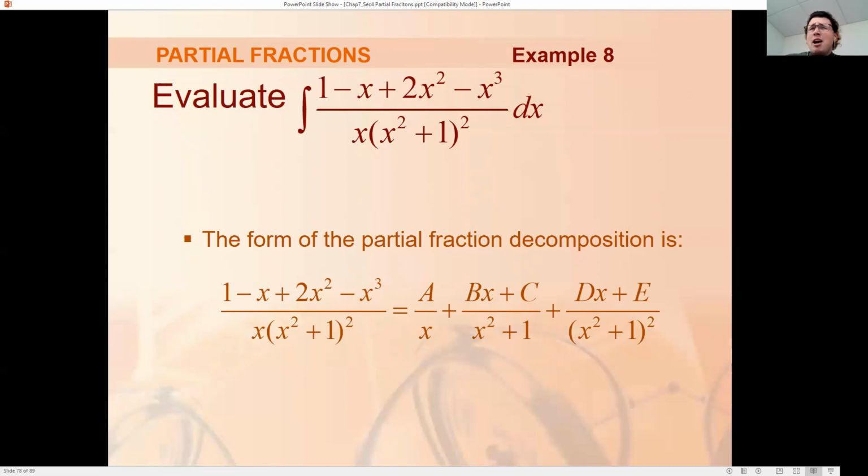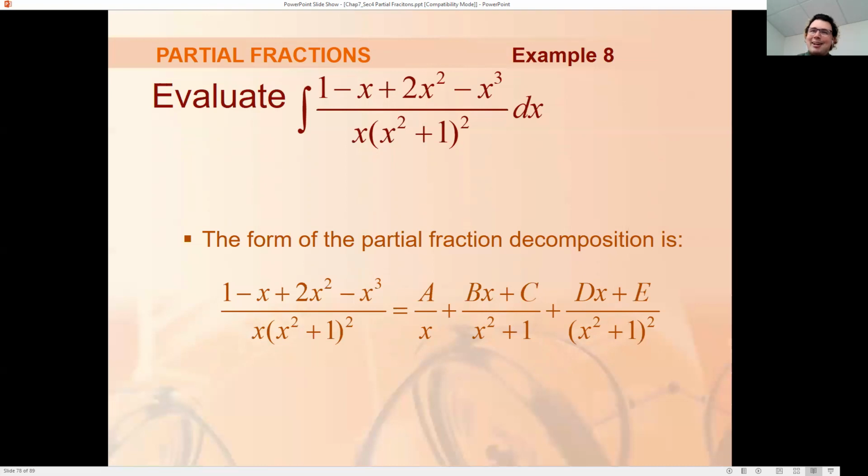Let's maybe wind back to an easier function so I can actually do the integral and show you how the integral step is without crowding out the entire slide in scratch work. So this integral is the integral of 1 minus x plus 2x squared minus x cubed. That's my numerator. The denominator is the quantity x times x squared plus 1, which is then squared.